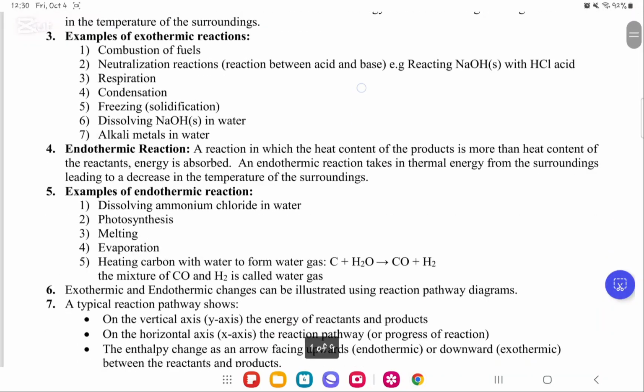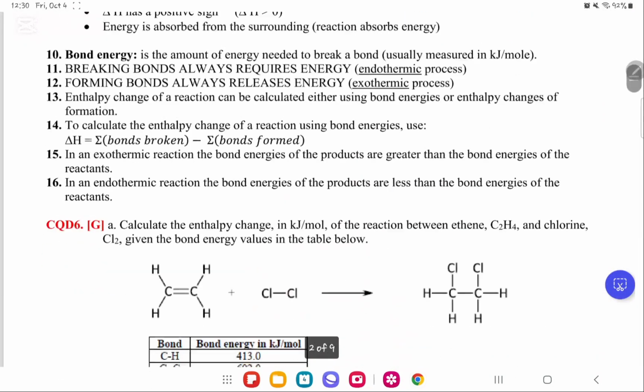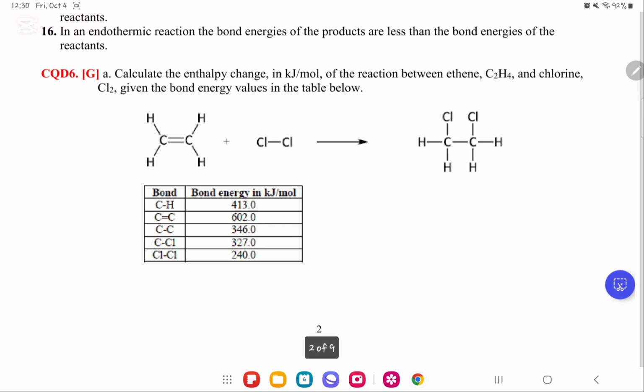Hello guys, so today I'll be explaining the CQDs of chapter 8 notes. I explained in the previous video, I did a quick summary of chapter 8, and now I will explain the questions. So the very first thing we start with is the bond energies.